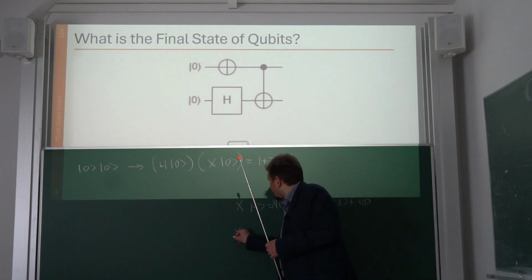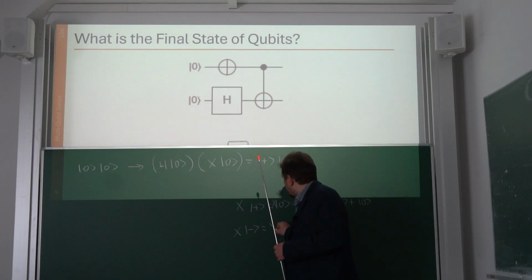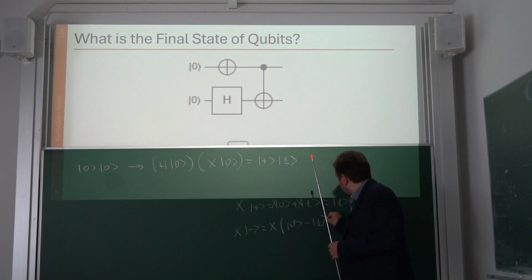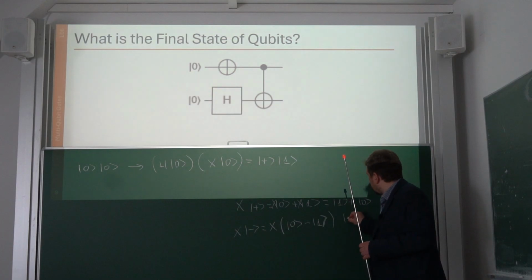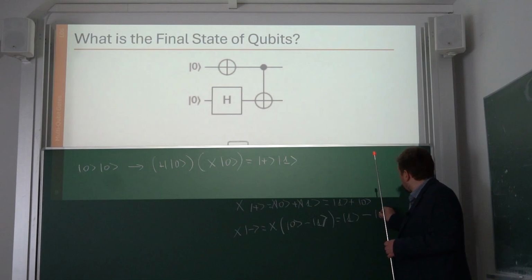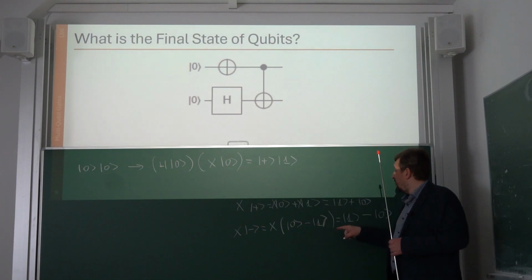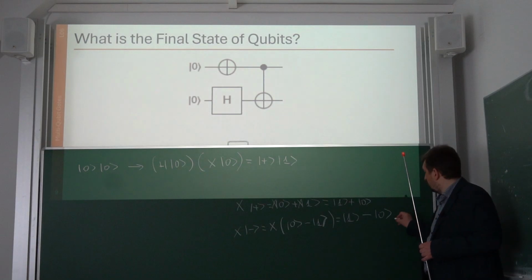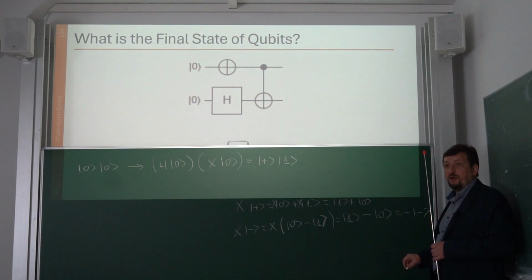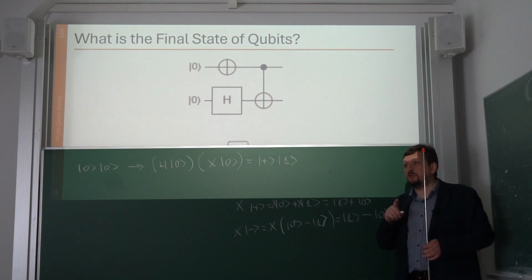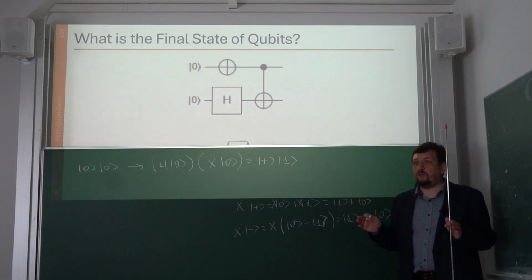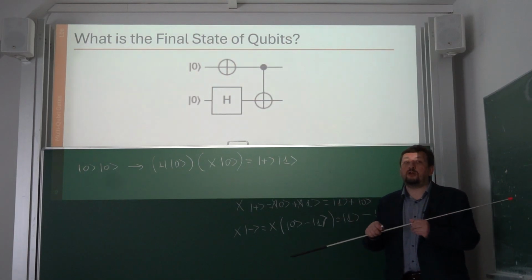But if we consider the same action on the state minus, which is 0 minus 1, then X0 is 1, X1 is 0. So we see here I have 0 minus 1, and here I have 1 minus 0. So this state changes its sign upon application of the X gate. When we consider just the state minus, this is a global phase, it doesn't matter, and therefore on the Bloch sphere we cannot see it.